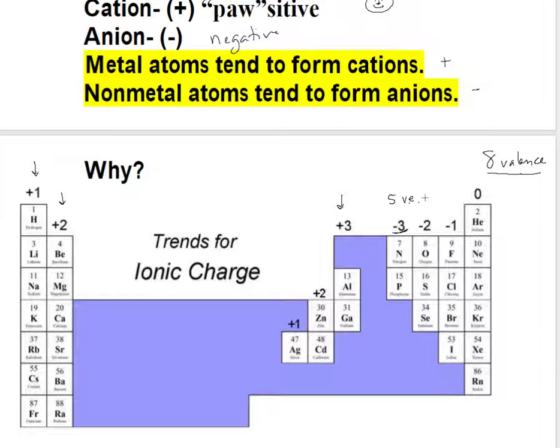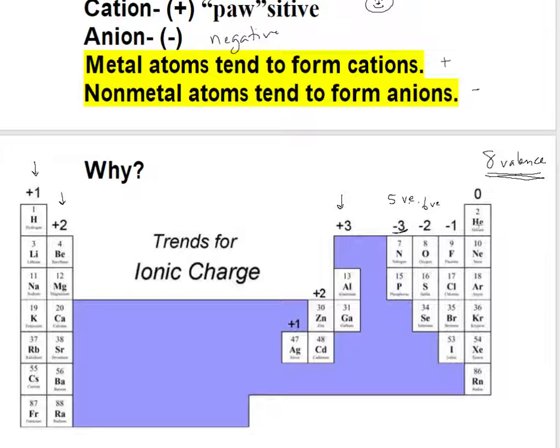Oxygen's group has 6 valence electrons. So it wants to gain 2 to have that full octet. So it's going to be -2. The halogens are almost always -1 because they are just 1 electron short of having their full octet. So they're going to do what they can to gain an electron and have the full S and P orbitals.